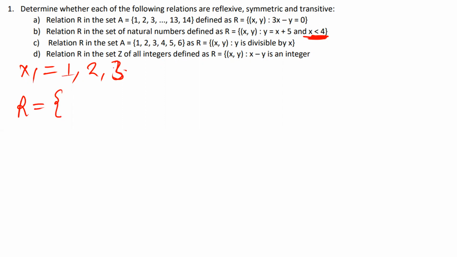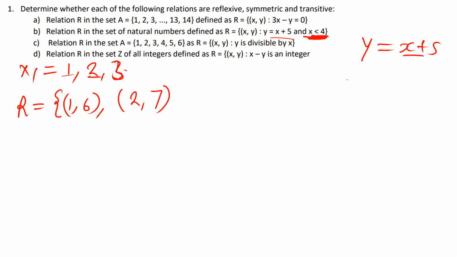If we plug in 1 in this given expression, which is y is equal to x plus 5, we're going to get 6, because that will be 1 plus 5. And if we put 2 there, 2 plus 5 is going to be 7. Then if we put 3 there, 3 plus 5 is going to give us 8. So this is the solution set that we have.